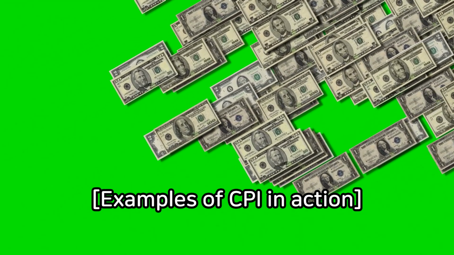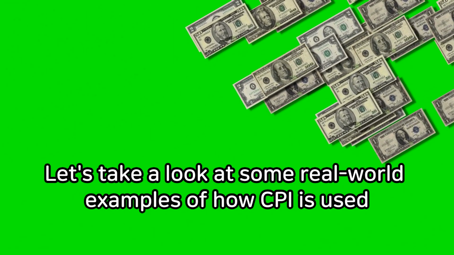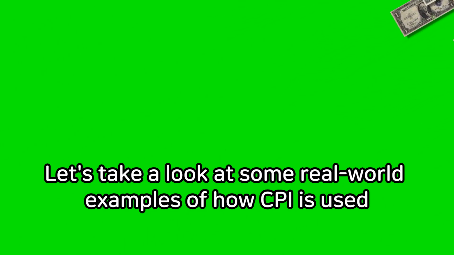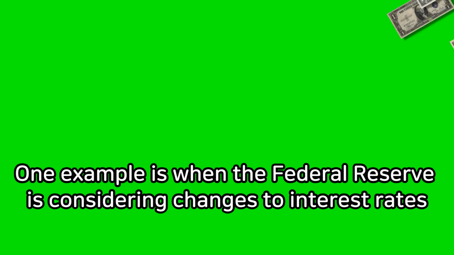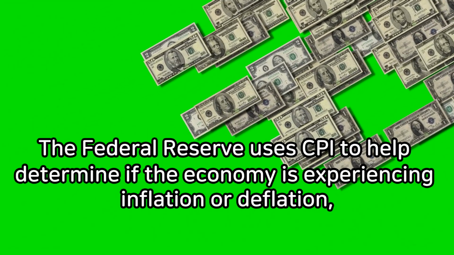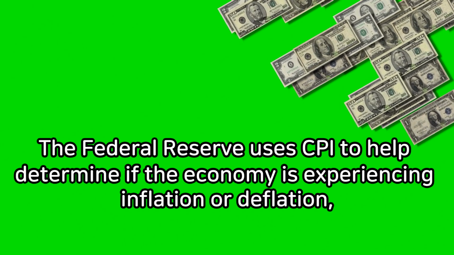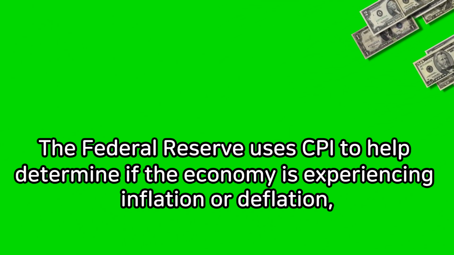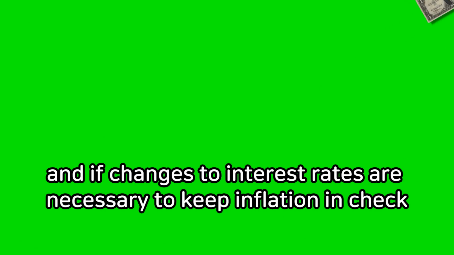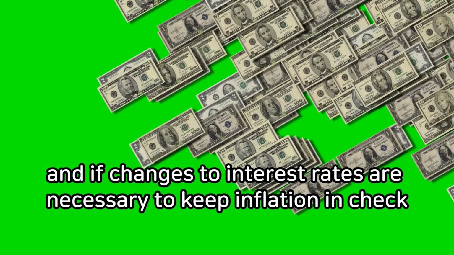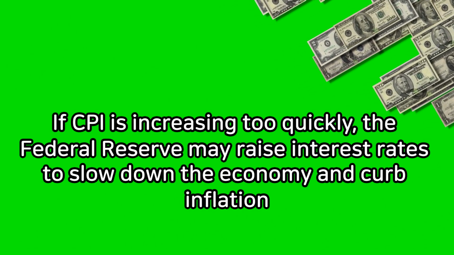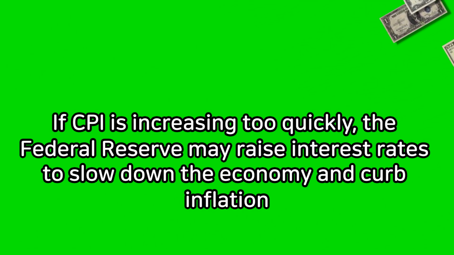Examples of CPI in action. Let's take a look at some real-world examples of how CPI is used. One example is when the Federal Reserve is considering changes to interest rates. The Federal Reserve uses CPI to help determine if the economy is experiencing inflation or deflation, and if changes to interest rates are necessary to keep inflation in check. If CPI is increasing too quickly, the Federal Reserve may raise interest rates to slow down the economy and curb inflation.